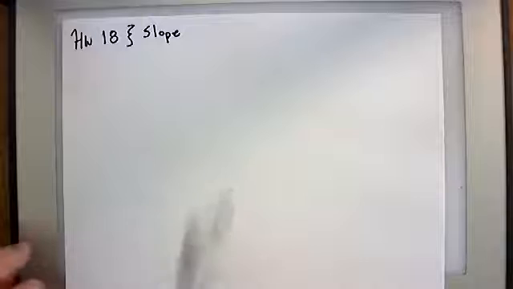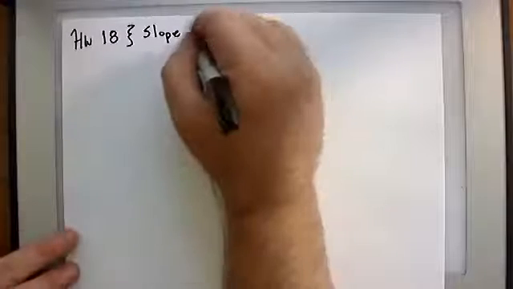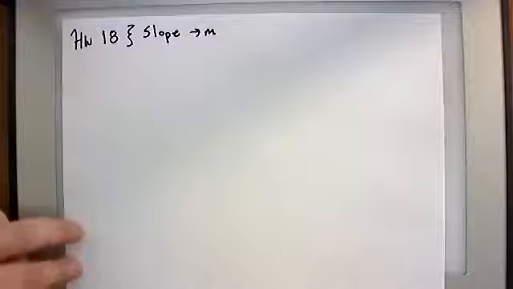Okay, so 18 and 19, they will be coming out on the same day. They are both due on the same day. Pay attention to the schedule. So homework 18 is all about slope. You know what slope is. That's the nice thing. We've already talked about this, right? Slope is m when we talk about y equals mx plus b.